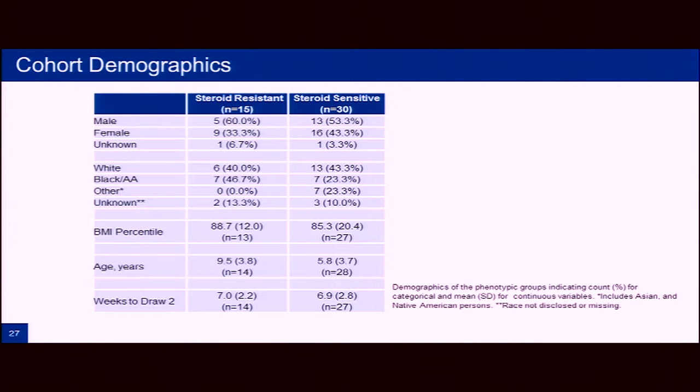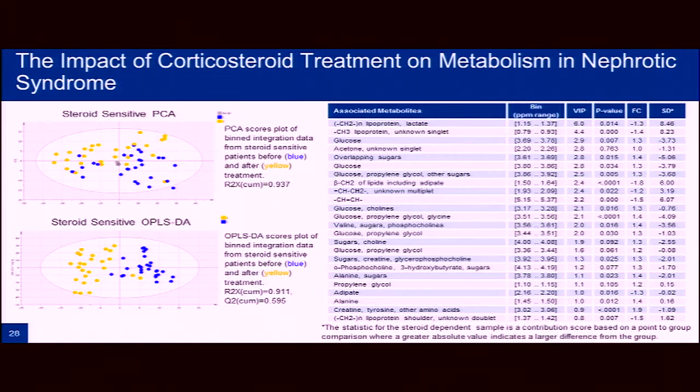So this is just a summary of the cohort demographics, just to show you that things are fairly well matched between the two. It's obviously a fairly small sample size. And then what I'm going to show you here first is the impact that the treatment actually had on the sensitive patients. And I think this is a nice proof of concept.